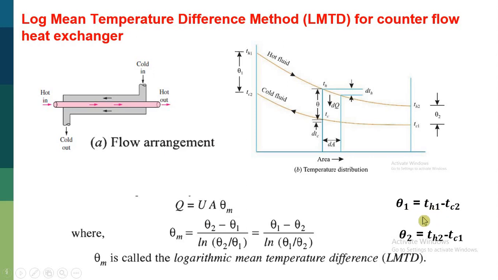Students should not get confused in this formula. Here theta 1 is equal to TH1 minus TC2 and theta 2 is equal to TH2 minus TC1. Only this is the small difference between the parallel and counter flow heat exchanger. Otherwise the formula of theta m is the same.